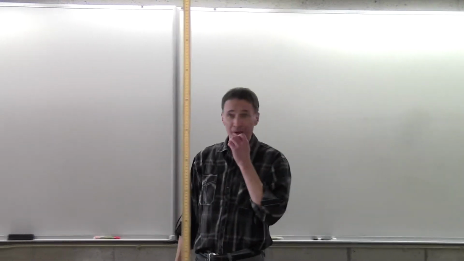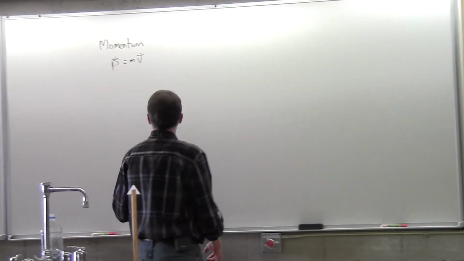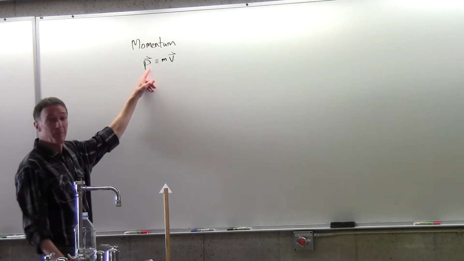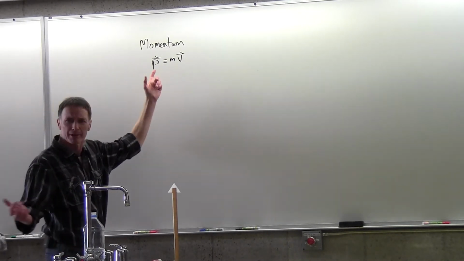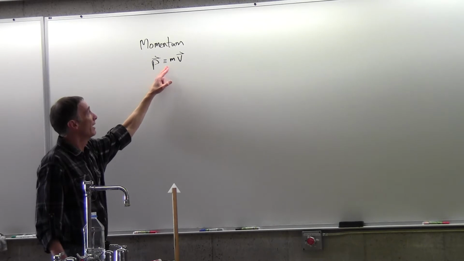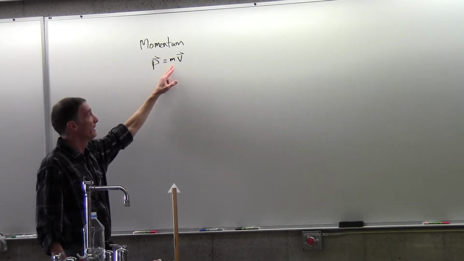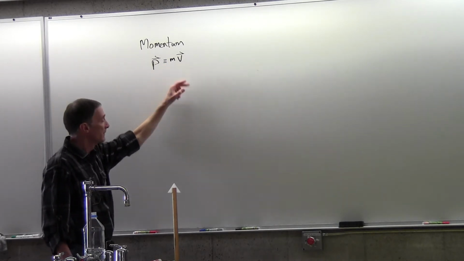Okay, we're going to start with momentum. And we just define momentum. This symbol P we'll be using for momentum, I'm not sure where that came from, is going to be in this triple bar, which means it's kind of the definition. It's the mass times the velocity.